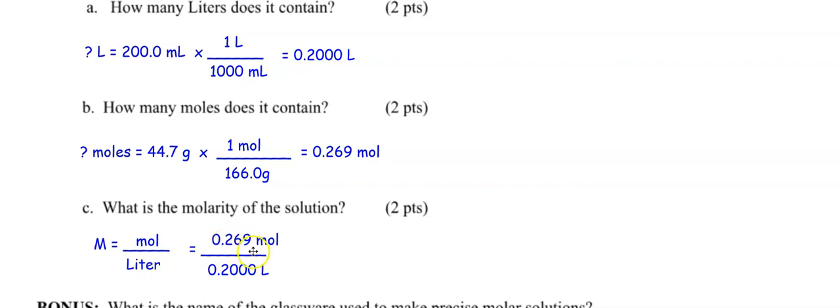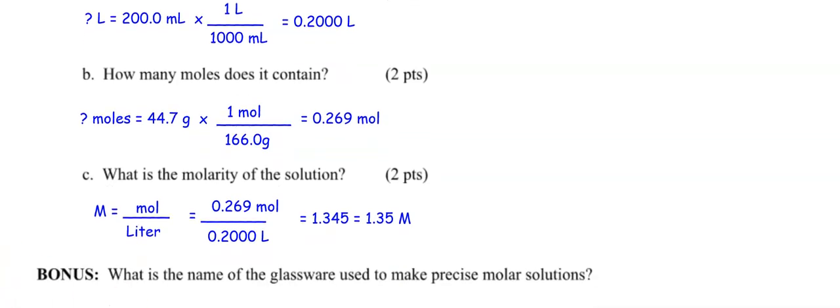So, folks, before I show you my answers, how many sig figs should my answer have? I have 3 sig figs here. I have 4 sig figs here. So my answer should have 3 sig figs. You always take the fewest number. So this is what my calculator gave me. So this is what I rounded it to. And guess what? Your bonus is the same as before. It is a volumetric flask.